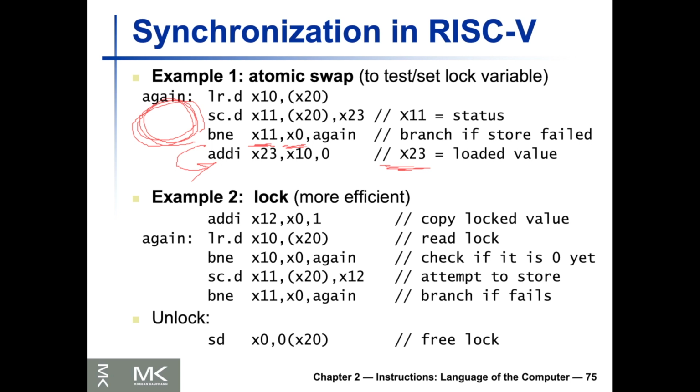The first one is to indicate whether the atomic operation failed or succeeded, and one holds the value to be stored in memory if it succeeded, right? Since the LRD, load reserved, returned the initial value, and the store conditional returns 0 only if it succeeds, at the end we can add x0 and x10 to x23. Okay, is that clear, the first one?